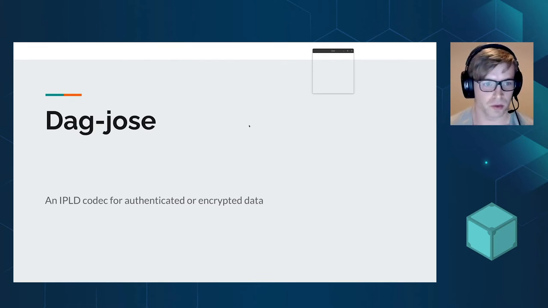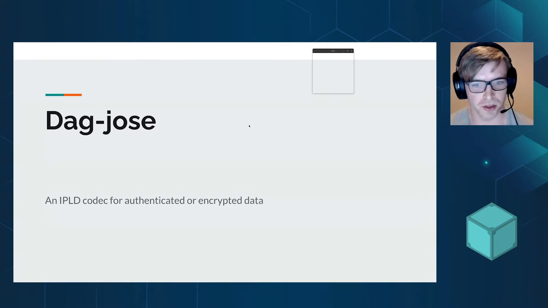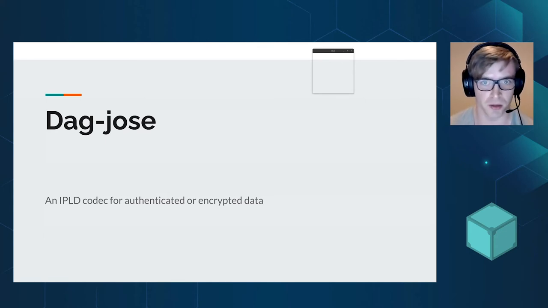So what is Dag-jose? What's the problem it's trying to solve? I'm going to introduce that, and then I'm going to talk a little bit about how we solve that problem, and then specifically about the Go API. And then if we have time, I'll talk about the implementation in Go. So some of this will be quite technical. I hope it's still interesting.